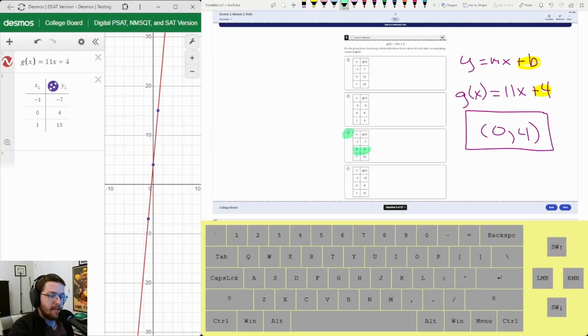You can also guess and check by typing the tables into Desmos. However, that probably would have been a lot slower.